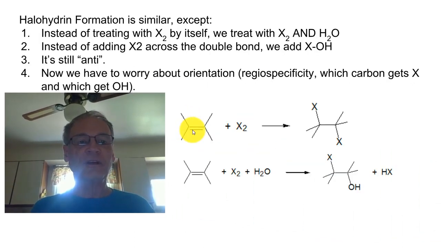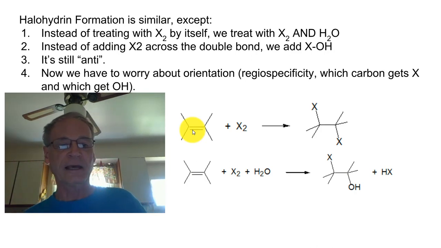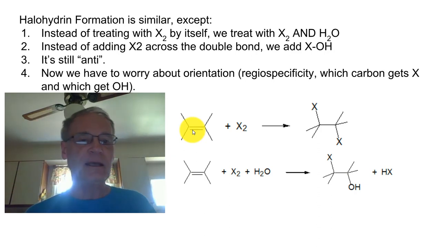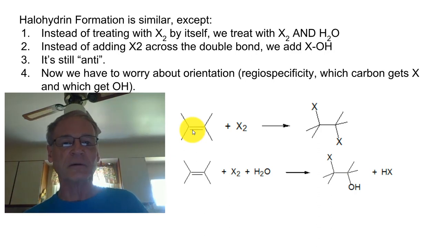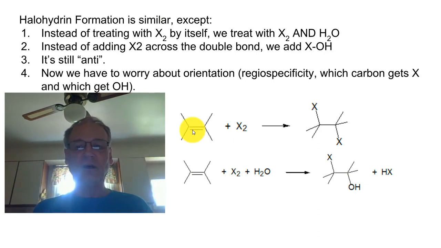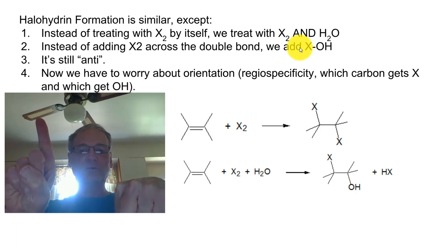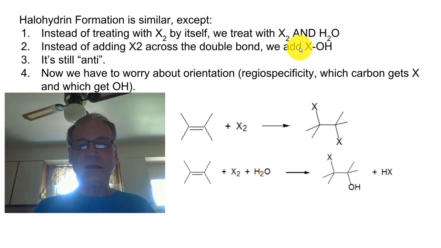But what we're going to see is that in halohydrin formation, instead of treating the alkene with halogen by itself, we treat it with halogen and water, as I said. Instead of adding X2 across the double bond, in other words, two halogens, we add XOH, in other words, a halogen and an OH group. It's still anti. Unlike the previous reaction where you just added two halogens, and so it really didn't matter which carbon gets which thing, in this case, we're adding a halogen and an OH group, and so it does matter which carbon gets which thing.